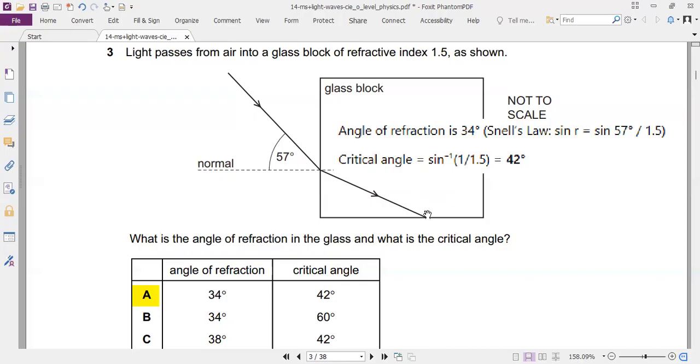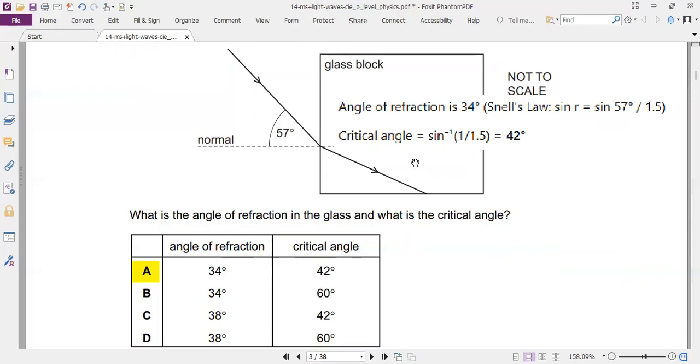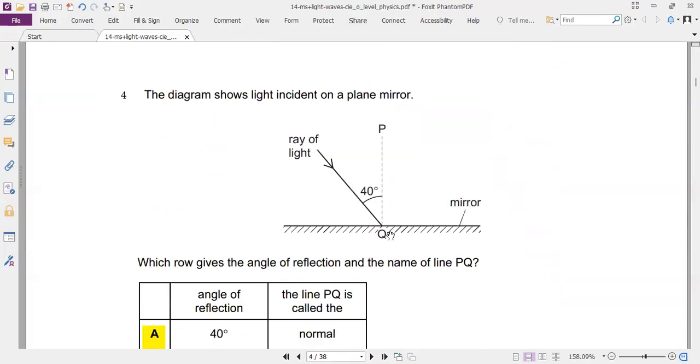So if this angle is greater than the critical angle 42, it should totally internally reflect. So this means that the angle of refraction calculated here will be 34 and the critical angle calculated here is 42. I have just explained something which is extra to the question. The angle of reflection will be 40 and the line PQ is a normal.